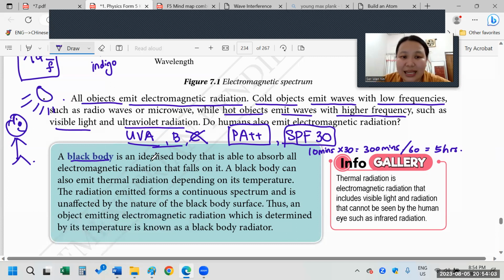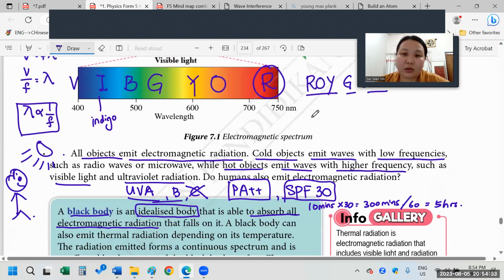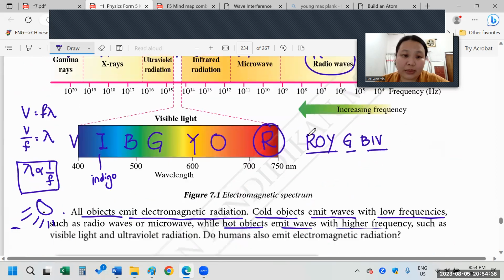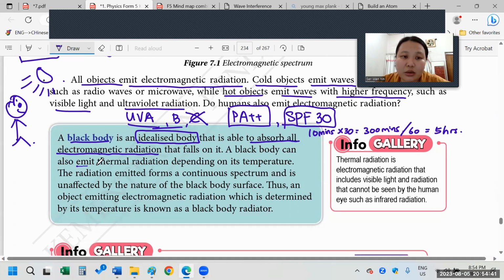Okay, a black body is an idealized body. It means it is ideal, it means it's 100% working. So we cannot find it in real life, it is just idealistic, that is able to absorb all electromagnetic radiation, meaning light or all of these electromagnetic waves that fall on it. A black body can also emit thermal radiation.